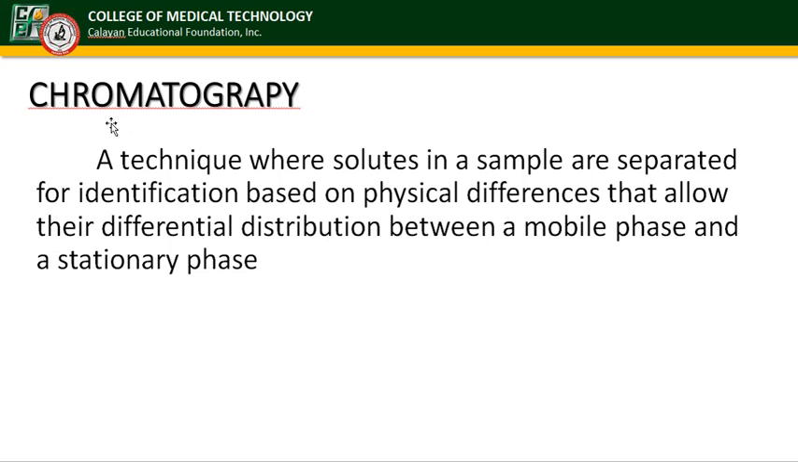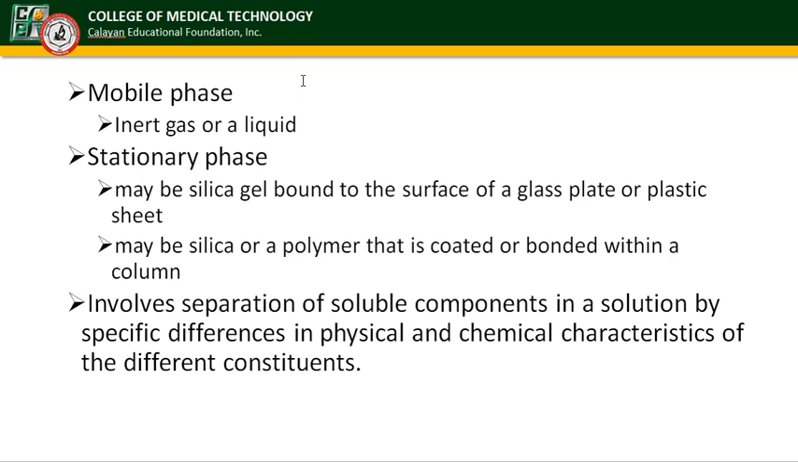Next is our chromatography. Chromatography is a technique wherein the solutes in a sample are separated for identification based on physical differences that allow their detection distribution between a mobile phase and a stationary phase. The mobile phase is either an inert gas or a liquid. The stationary phase may be silica gel bound to the surface of a glass or plastic sheet. It may be silica or polymer that is coated or bonded within a column.